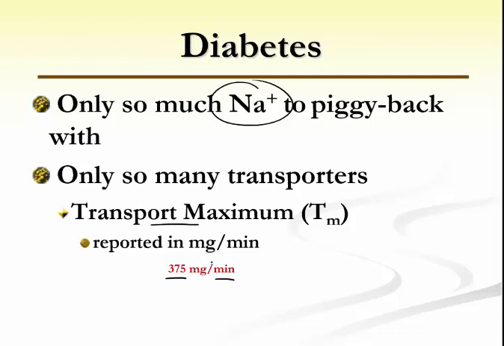So it can transport 375 milligrams of glucose across the proximal convoluted tubular cells into the peritubular capillaries. But if the concentration of glucose is any higher than that, it ends up in the urine because there just aren't enough transporters to get it through as the filtrate is passing through that lumen.